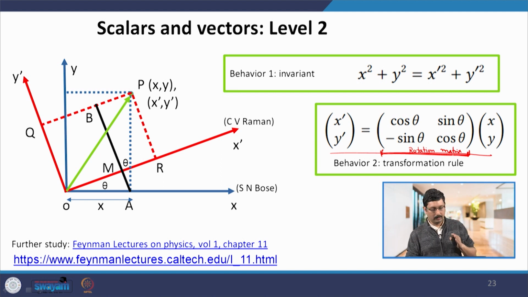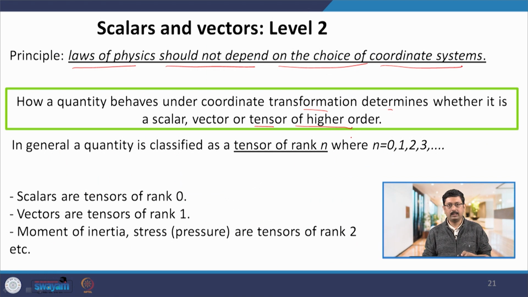Now, the fact that they are related is the meaning of this statement that the laws of physics should not depend on the choice of coordinate system. In this particular case, what we demanded here is that the position vector of a point P from another point O should not depend on the choice of coordinate system.